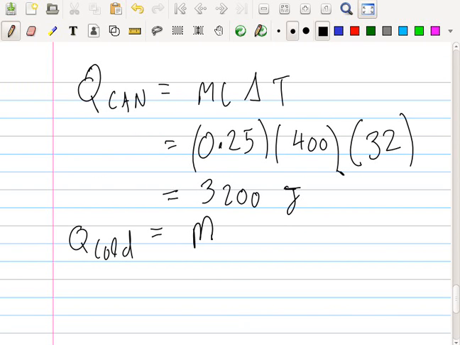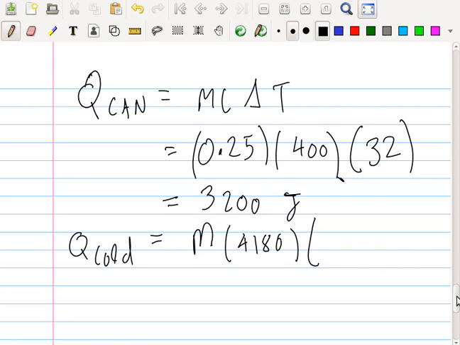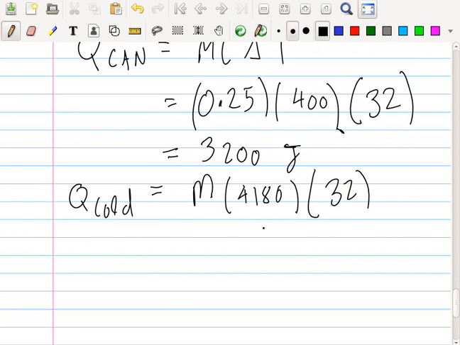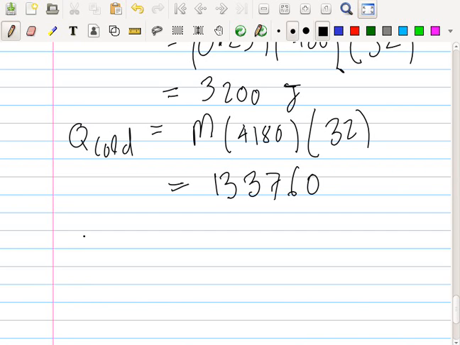What's the c, the specific heat capacity? 4.18 times 10 to the power 3, for water. 4180. And then what's the change in temperature? It went from 0 to 32. So can you just multiply these two together, please? 133760. Okay.